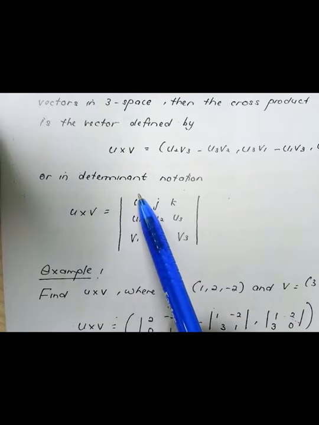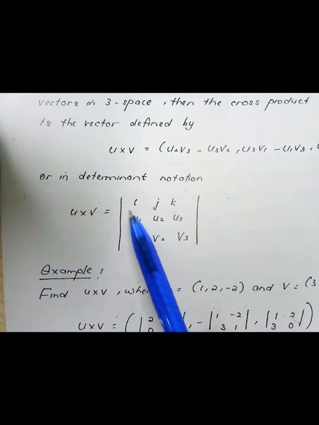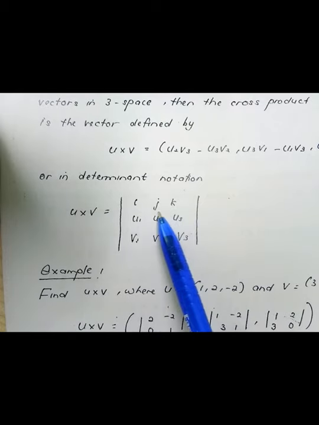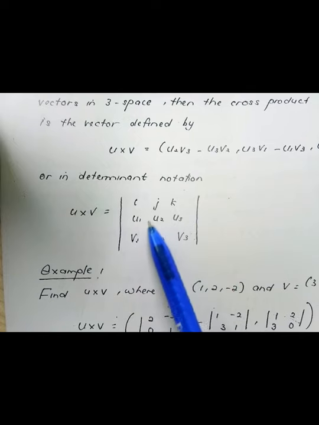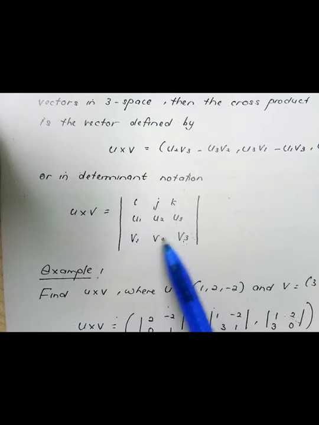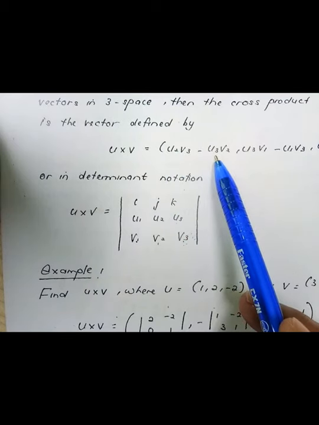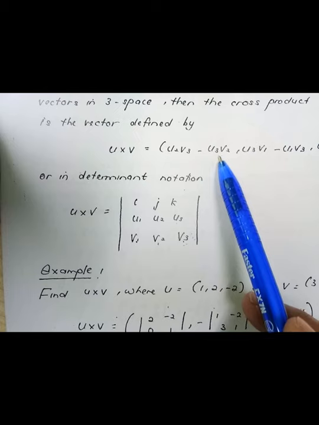Okay, for example, for direction i, remove column i and row i, and get the determinant of this one. The determinant of the 2 times 2 is u2 v3 minus u3 v2, given by this. u2 v3 minus u3 v2. Yeah, this is the i component.